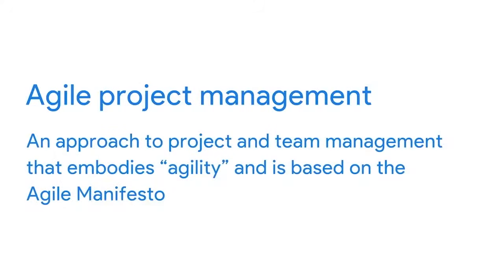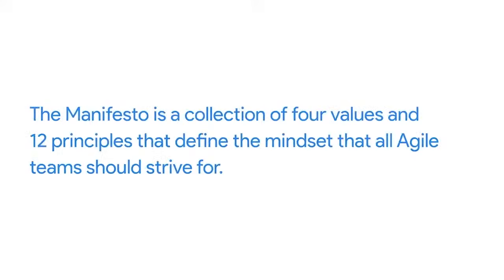But what do we mean by Agile project management? Agile project management is an approach to project and team management based on the Agile manifesto. The manifesto is a collection of 4 values and 12 principles that define the mindset that all Agile teams should strive for. So in very basic terms, waterfall is linear and sequential and does not encourage changing up the process once it has started. Agile, on the other hand, is iterative, flexible, and incorporates necessary changes throughout the process.